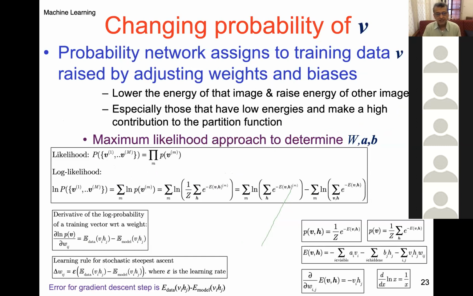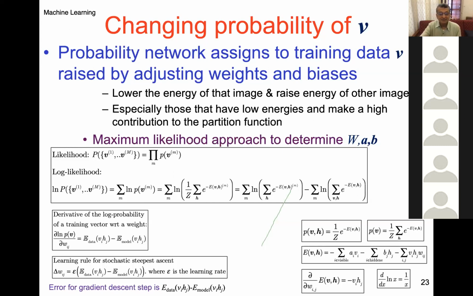If we want to change the probability of V, we just saw what the probability of V is. The probability the network assigns to training data can be raised by adjusting weights and biases. Why do you want to raise the probabilities? That's the idea of maximum likelihood. What are the sets of weights and biases that are going to give it the highest probability? And lower the energy of that image and raise the energy of other images, especially those that have low energies and make a high contribution to the partition function. So the partition function plays a role.